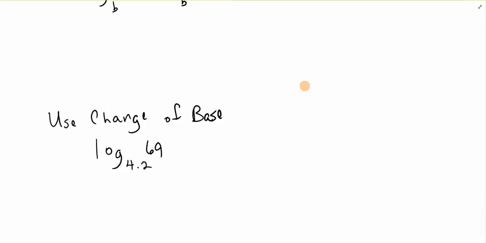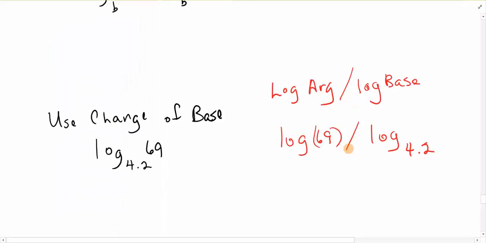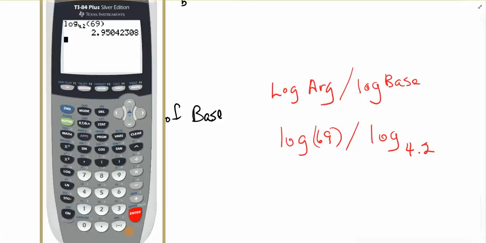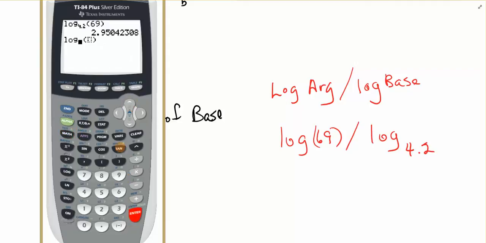Because on your calculator, you don't have a log base 4.2 key, right? So for change of base, you can use the formula like here, or you can go to your calculator and go to math and up. I think up is easiest. Go and hit log base. You get this and fill in the blocks, and that would be good.